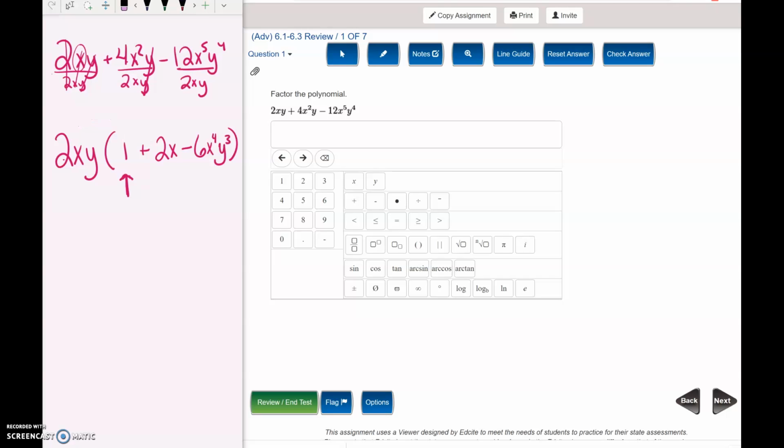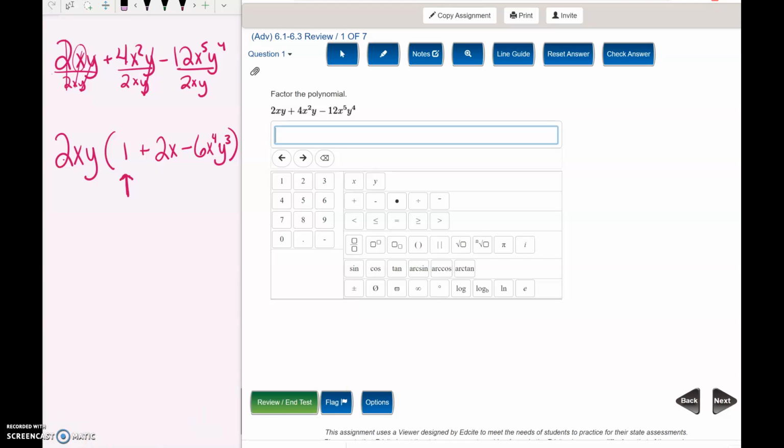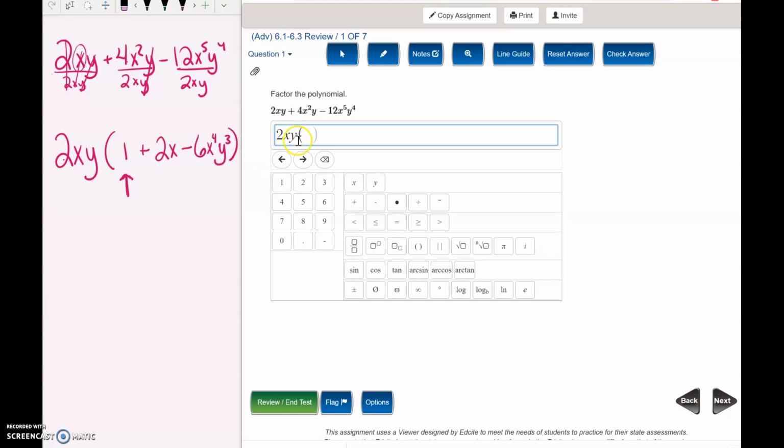All right, now entering this into the review on EdSite, because this is very, very similar to your test. You type in 2, and you can use your keyboard or this. xy, again, you can use this or you can use your keyboard. And then parentheses, and notice it gives you the opening and the closing parentheses. 1 plus 2x minus 6x. This is your exponent button.